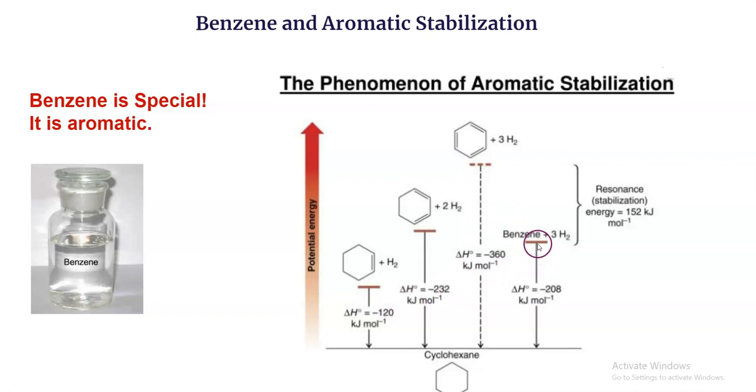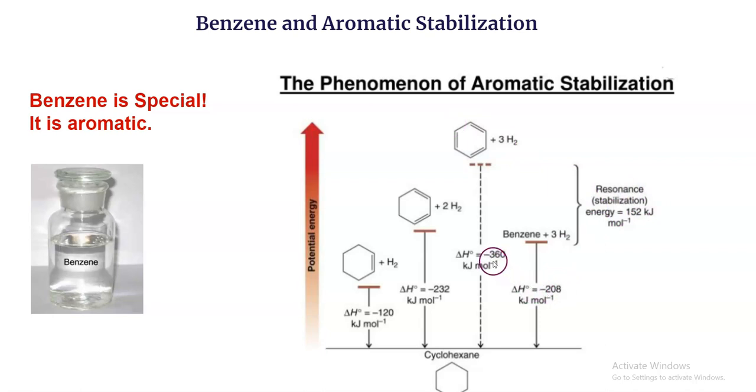But what was found through the experiment was that the enthalpy change was only negative 208. Why is the enthalpy change so less? What makes this molecule that much stable? That stabilization is because of the resonance, because of the cyclic conjugation that existed in the system, and that made this molecule not an alkene but an aromatic molecule. That's the aromatic stabilization, or we call it resonance stabilization.